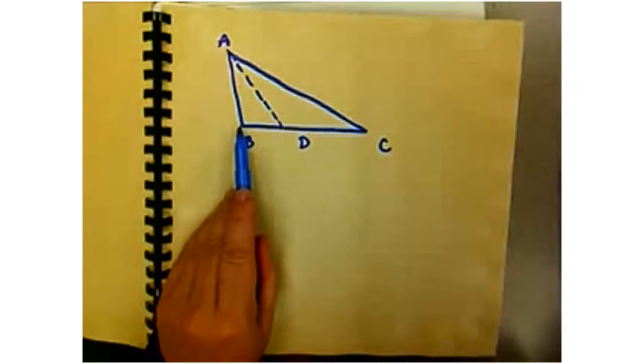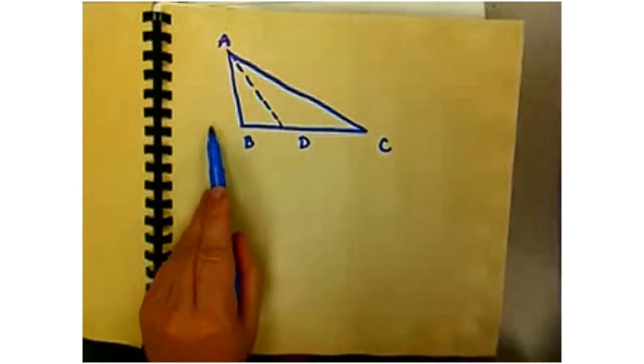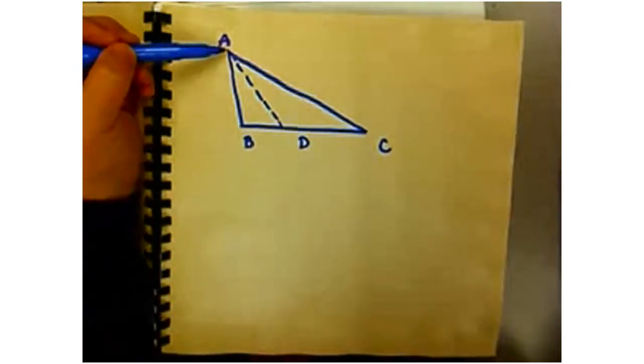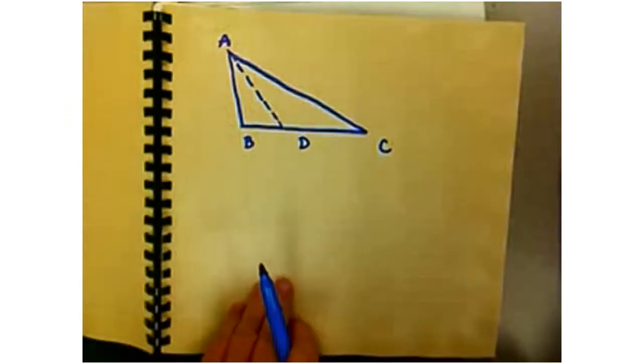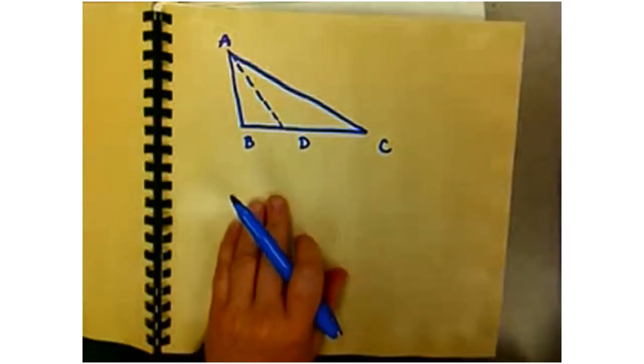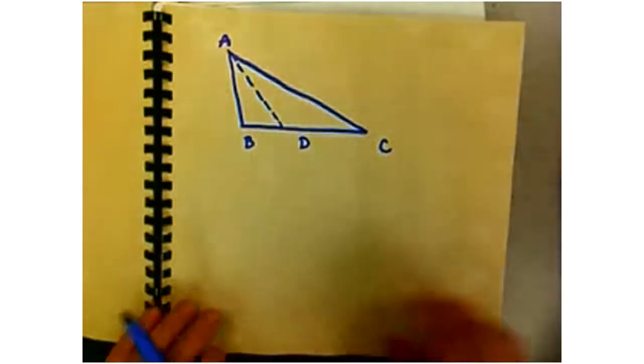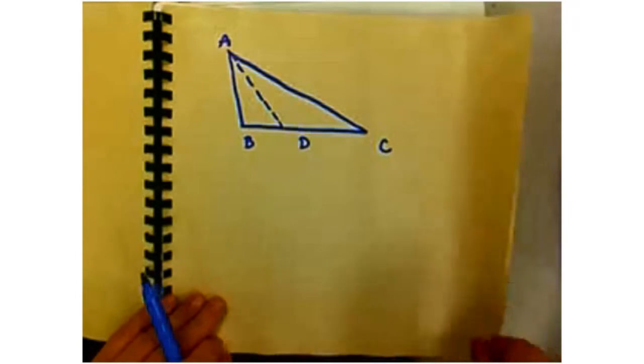So you would have to extend the base to the left and then draw a line from vertex A perpendicular down to the extension of the base in order to show its height. So this is a no. AD is not perpendicular to the segment, so AD is not the altitude of the triangle.